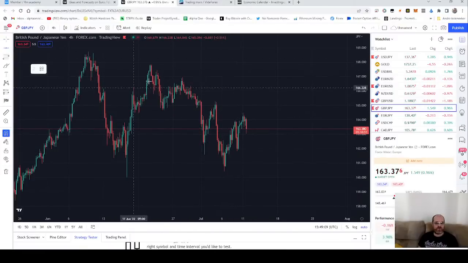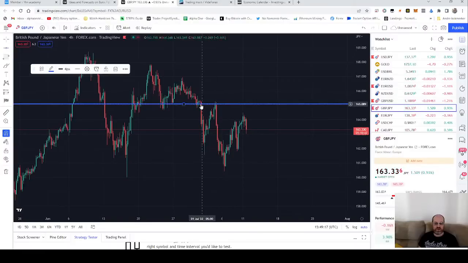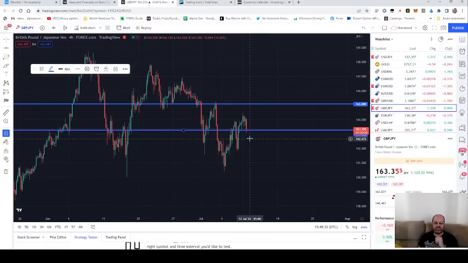Typically, I like to mark. On the first eye, I don't see so much, but when we start to mark up, we typically start to see something. So we can see we have a resistance zone up here. Let's look at where we can put a support. I will say we have it here. So here we might be looking at a long trade.